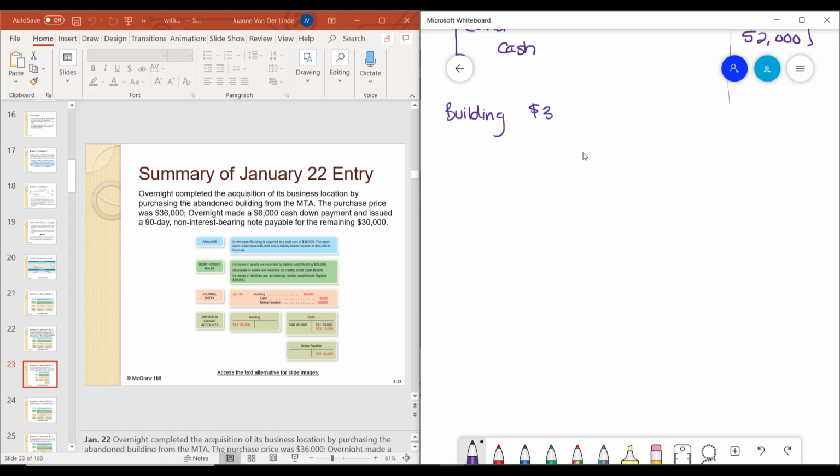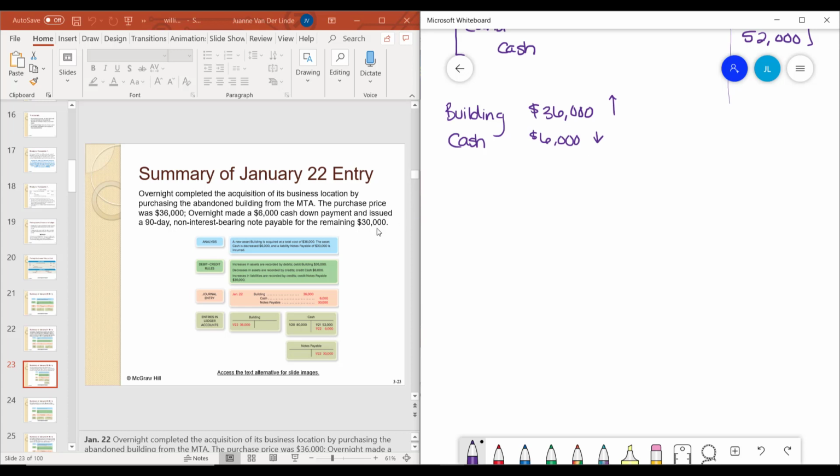Purchase price was $36,000. So it's safe to say that the building account's going up by $36,000, right? You just bought a building. But how did you pay for that building? Well, we purchased part of it in cash. So our cash account is going down by $6,000.